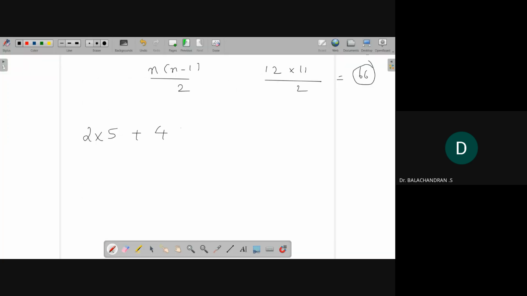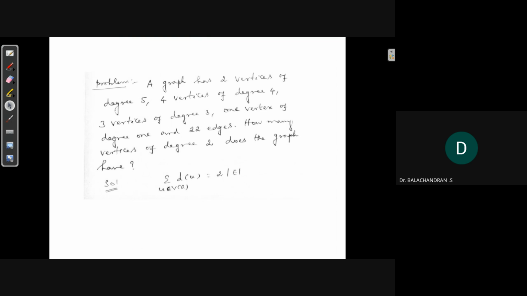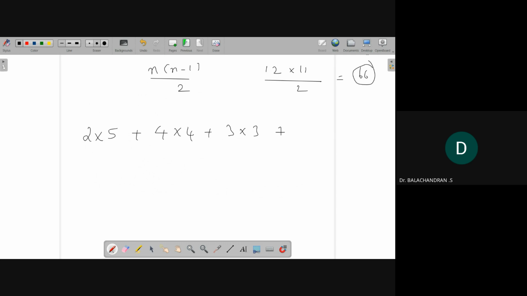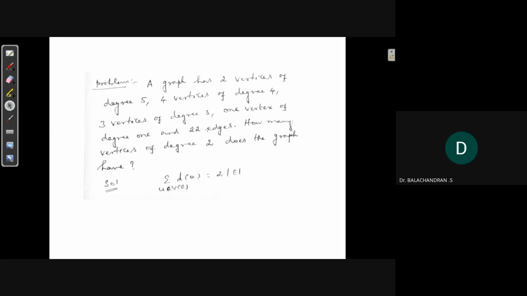Four vertices have degree 4 and three vertices have degree 3. Three vertices have degree 3 and one vertex has degree 1. And there are 22 edges.